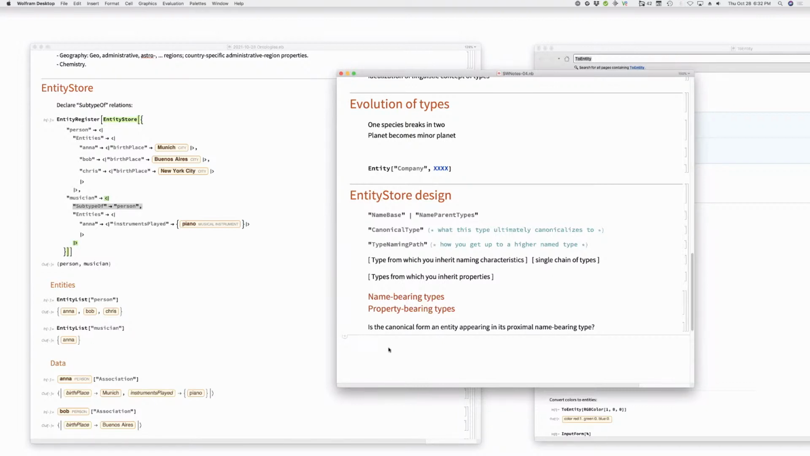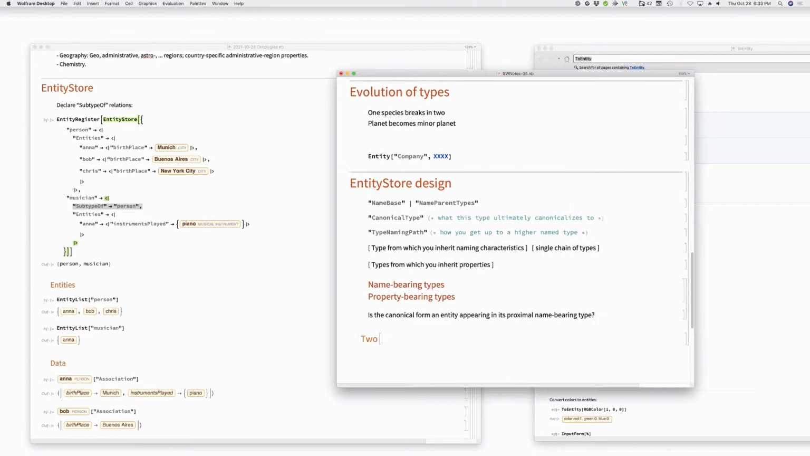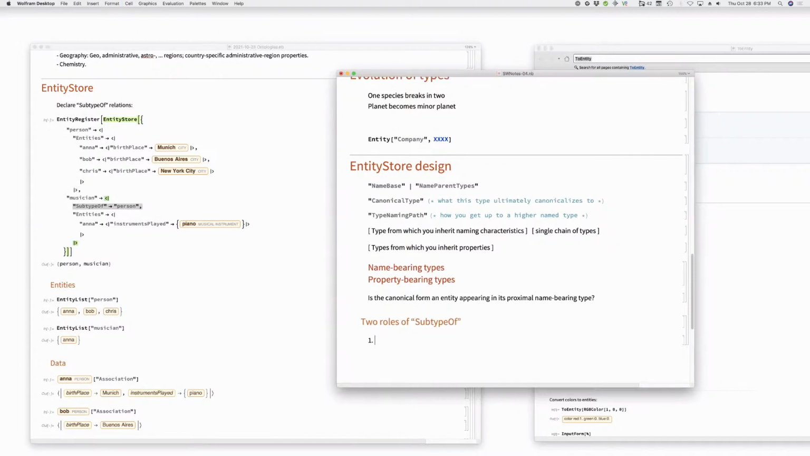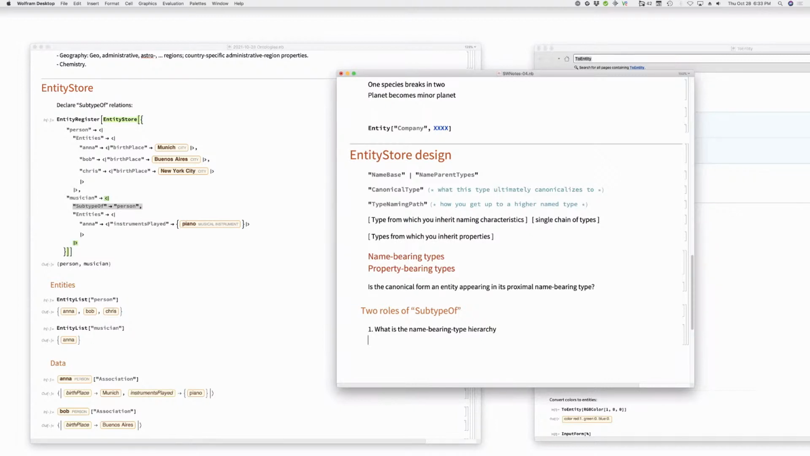The point is that, look, there are two roles of, quotes, subtype of. Role one: what is the name-bearing type hierarchy? I.e., what properties should there inevitably be? Should there always be? Right? Am I making sense? Yeah.